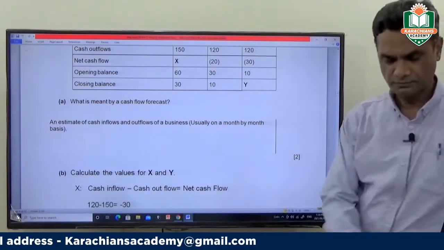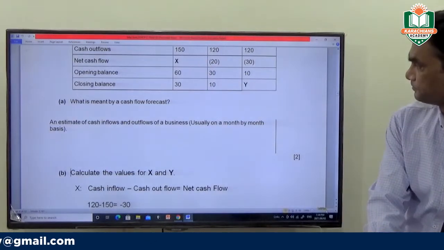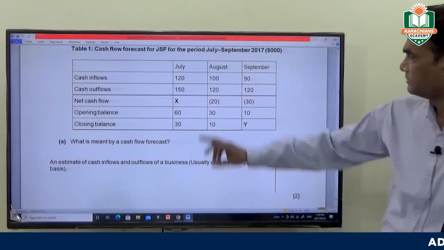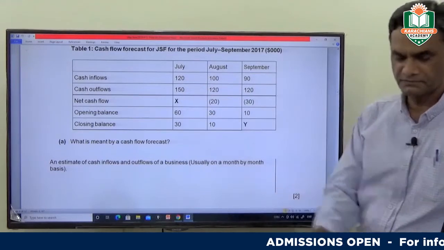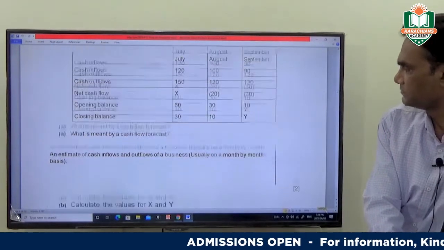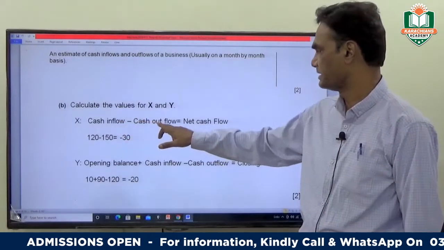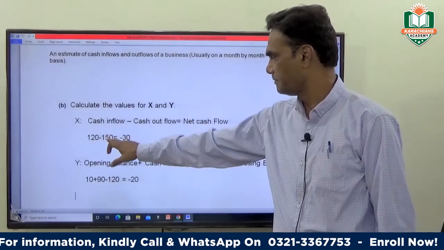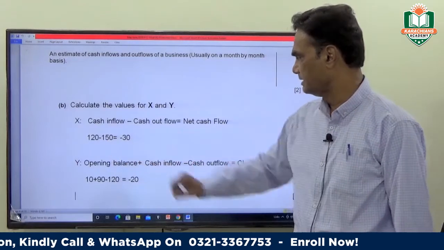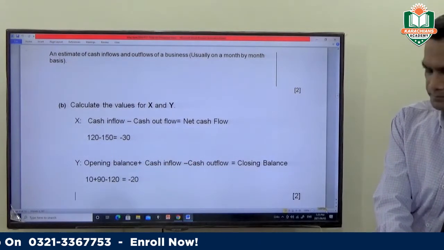Here is the cash inflow. 120 is cash inflow, and cash outflow is 150. 120 minus 150 is equal to minus 30. Here the formula is cash inflow minus cash outflow is equal to net cash flow. Cash inflow 120 minus cash outflow 150, it comes to minus 30 net cash flow.